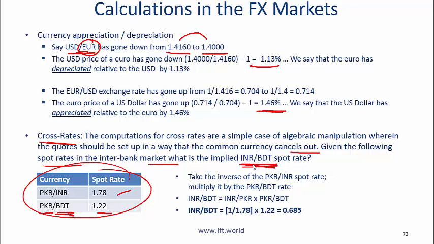So what you can say is the following. The INR to BDT is equal to INR over PKR times PKR over BDT. The PKR will cancel out and you will be left with INR to BDT. So are you given the INR to PKR? You are given the PKR to INR. So what you have to do is find the reciprocal, which is 1 over 1.78, and multiply that by PKR over BDT, which is given, that's 1.22. You do that and you come up with the INR to BDT of 0.685. That is the cross rate.